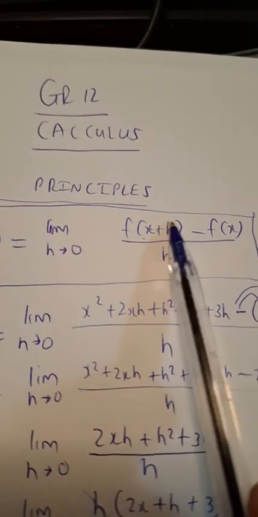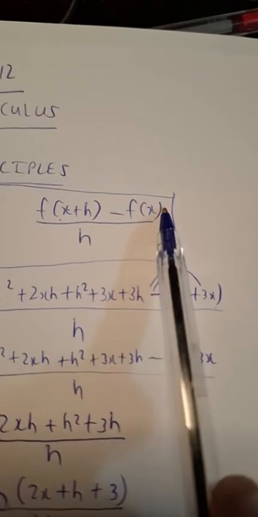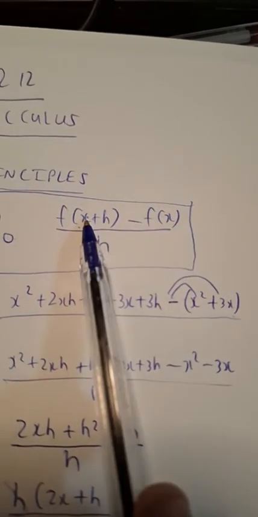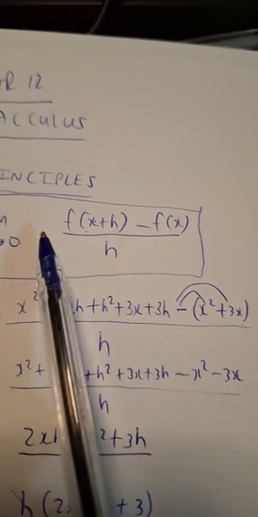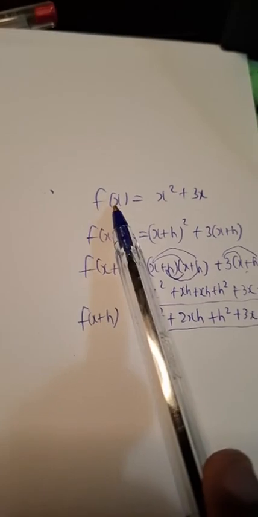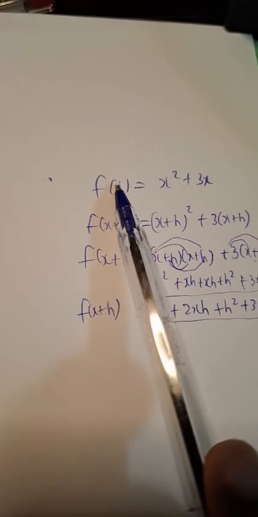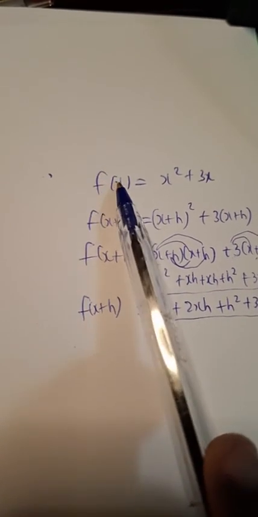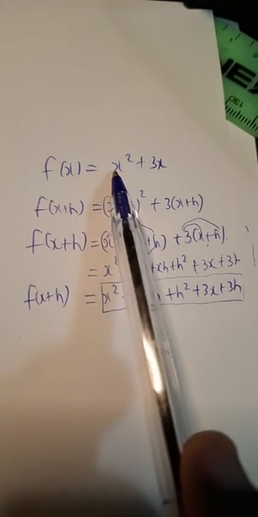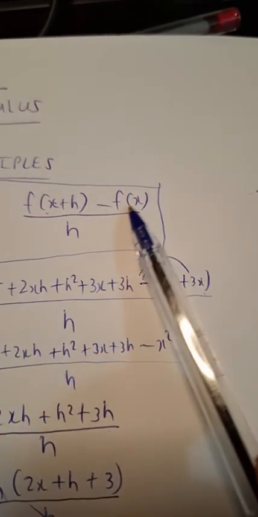Then basically what we do is we can see that it has components. It has the f of x plus h component. It has the f of x component, which is a separate term from the f of x plus h, separated by a minus sign, over h. All right. So we are given the function, which is f of x. F of x means y, of course, but f of x is functional notation, and x squared plus 3x is the given function. So where f of x is, that's where we would place the f of x.